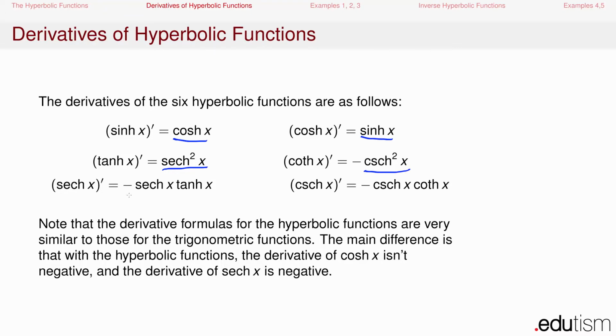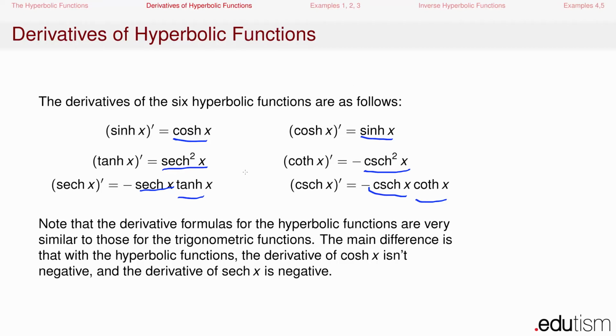The derivative of sech of x is negative sech of x tanh of x. And the derivative of csch of x is negative csch of x coth of x. These derivative formulas for the hyperbolic functions are very similar to those derivative formulas for the trigonometric functions. There's one main difference between them.